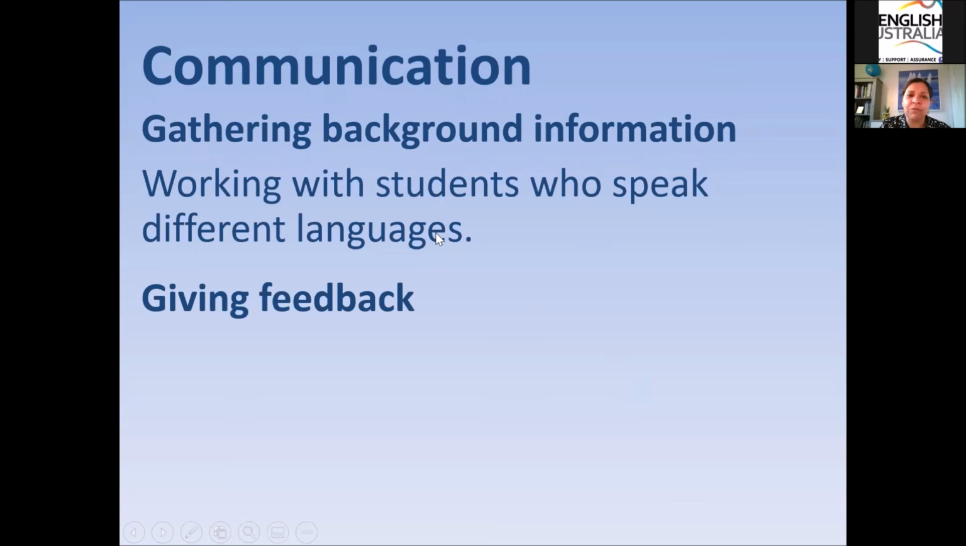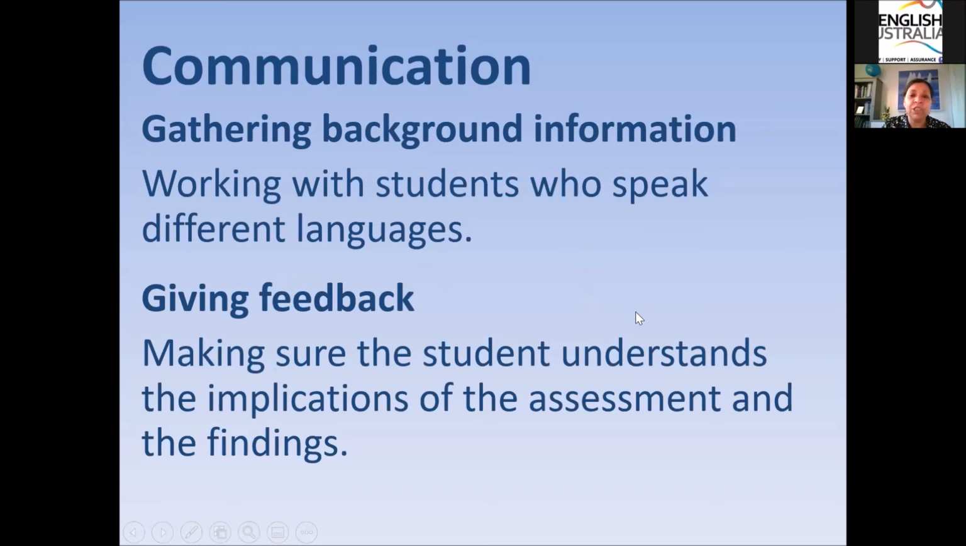So gathering background information is really important, finding out from the student, but also finding out from other people in the school as well. You can talk to the admin staff, you can talk to other teachers, find out if they've taught this learner, what kind of things they've picked up on. So it's gathering all that background information about the learner. That's really important. Talking about their childhood, and making sure that the student understands the implications of the assessments and findings is really important as well.